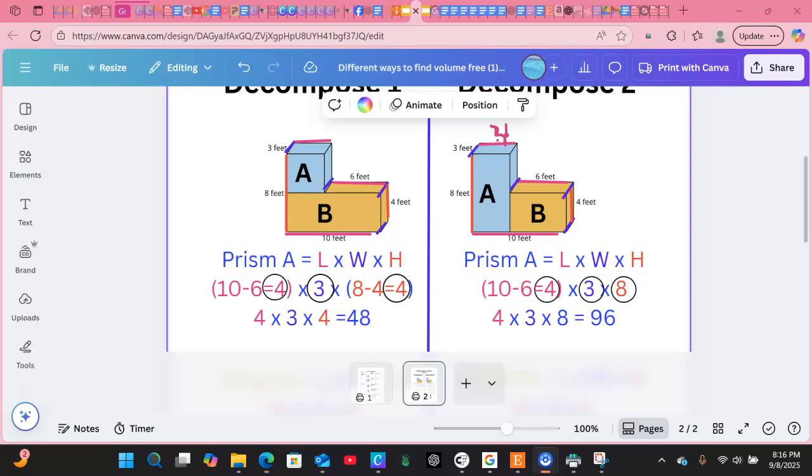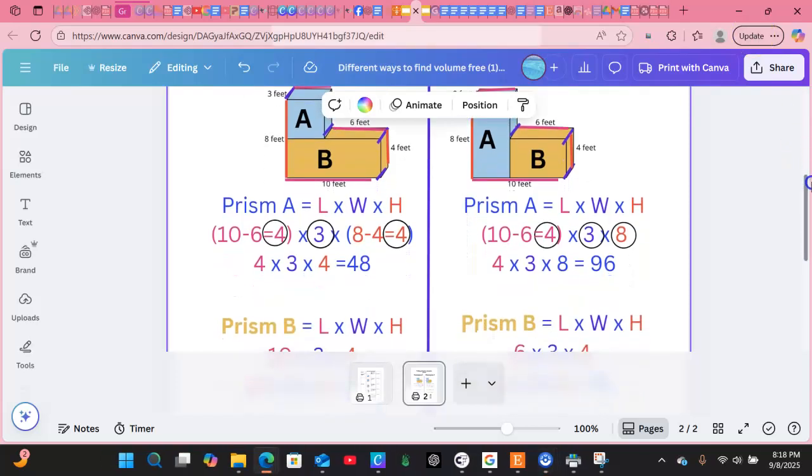And then our height. Well, our height is right here on the left-hand side because we split it going up and down, or left and right. So this whole left side is 8. So that would be our height. So we took our 4, our 3, and our 8, and we multiplied those numbers together. That gave us 96.